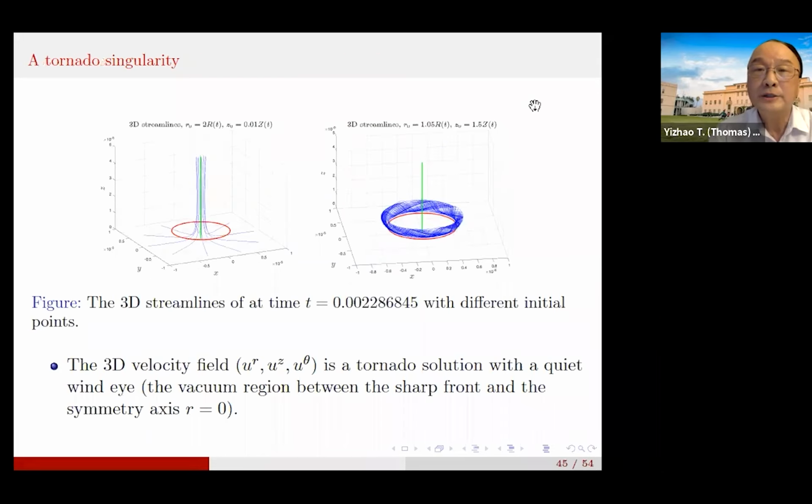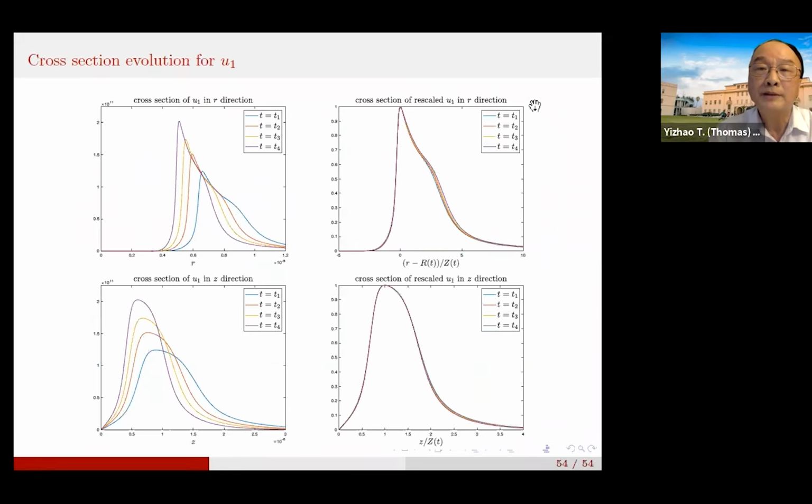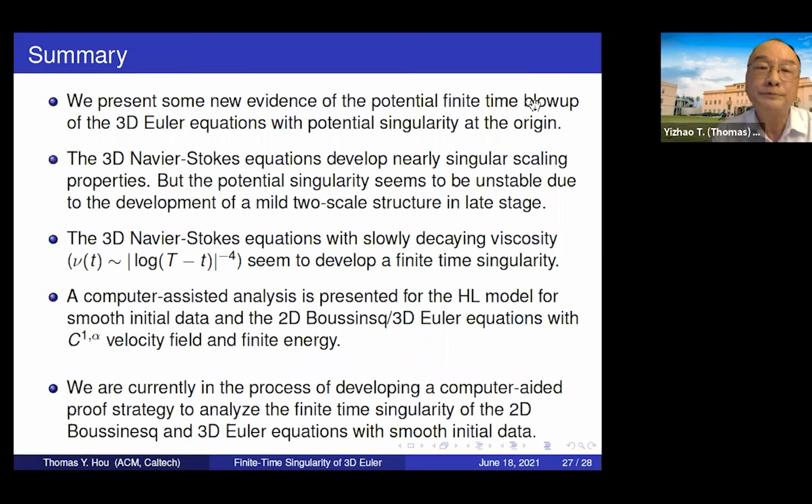So I'll stop here. Let me skip the last part and jump to the conclusion. I presented some new numerical evidence that the 3D Euler equation develops a potential singularity at the origin, which is very different from the scenario that I reported with Bordeaux, which occurred at the boundary. And the Navier-Stokes equation with constant, relatively large, viscosity seems to develop a finite time singularity, but then somehow avoids the singularity due to the very mild two-scale structure developed in the late stage.